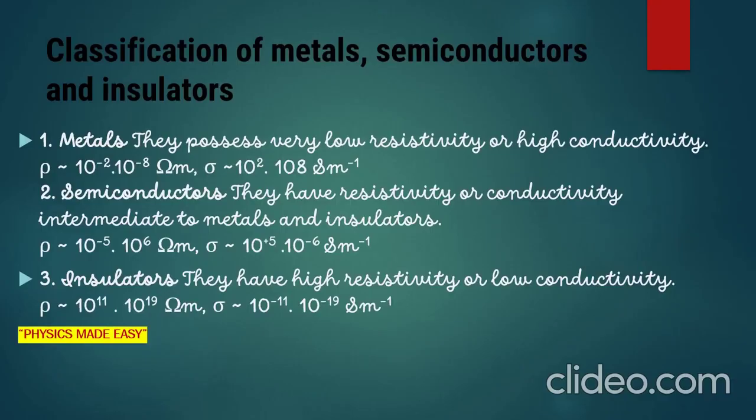So we can classify metals, semiconductors and insulators on the basis of their conductivity. Metals possess very low resistivity, so they have high conductivity. Whereas semiconductors have resistivity or conductivity intermediate to metals and insulators. Like the resistivity for the metal varies from 10 raised to power minus 2 to 10 raised to power minus 8 ohm meter, and for the semiconductor 10 raised to power minus 5 to 10 raised to power 6 ohm meter. And for the insulators they have very high resistivity or low conductivity.